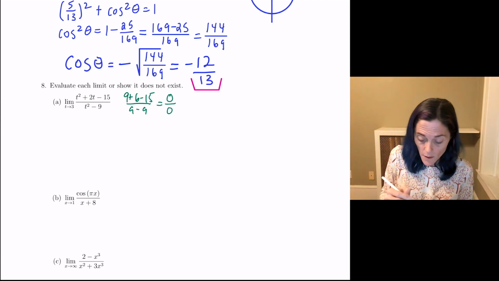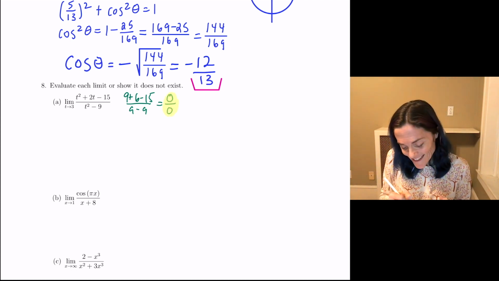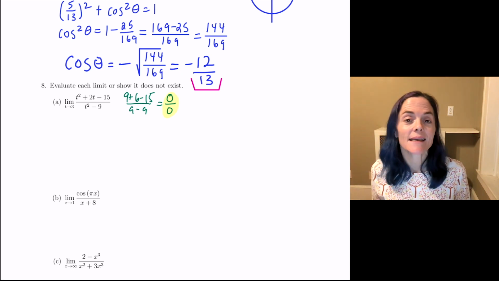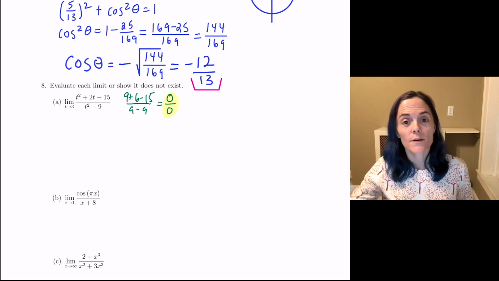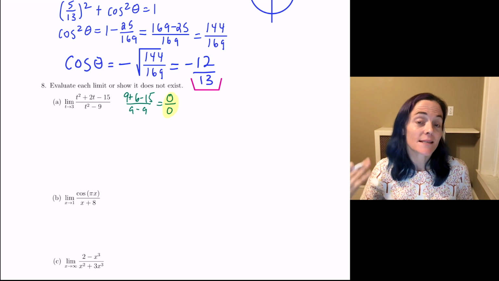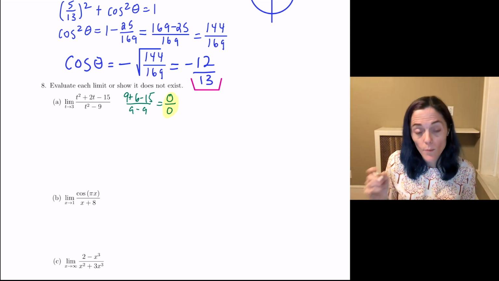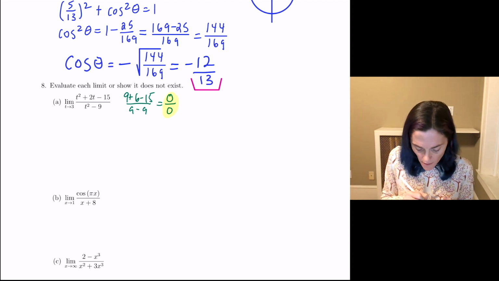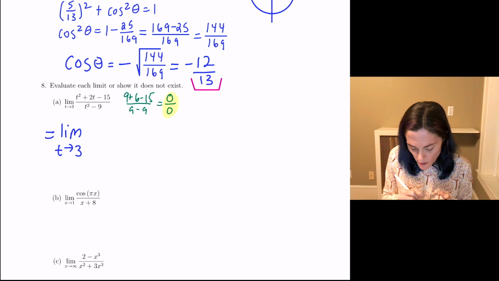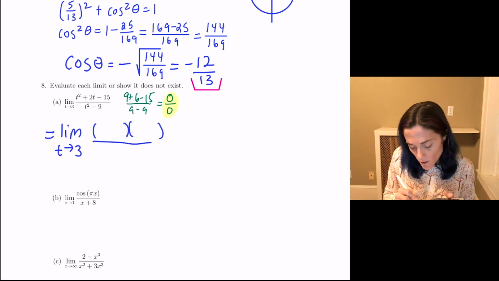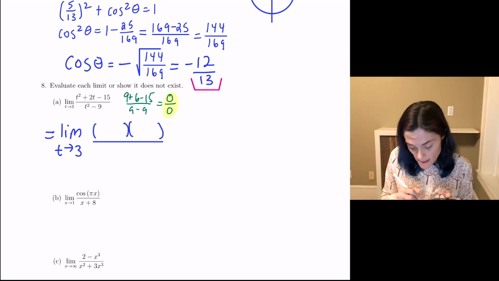What does this mean? Most importantly, it doesn't mean we just write DNE and move on. The 0 over 0 tells us to do something. This is an indeterminate form. Now, in this case, we can factor the numerator and factor the denominator. So we have a limit as t approaches 3. My denominator might be a little easier to factor. This is a difference of squares. So I have t minus 3 and t plus 3.